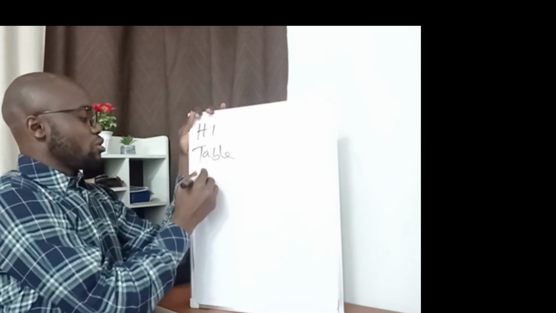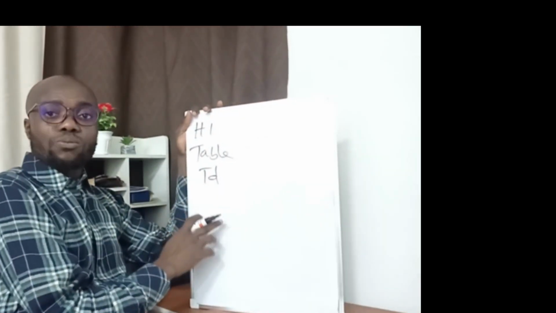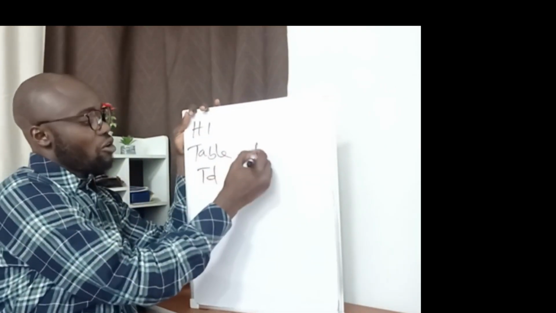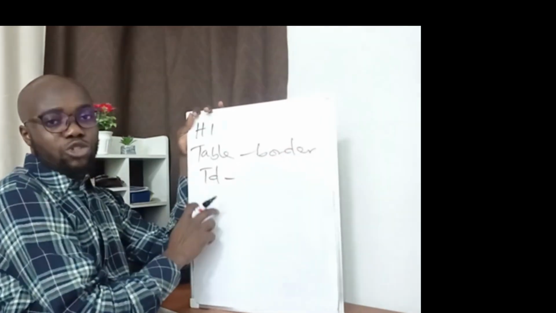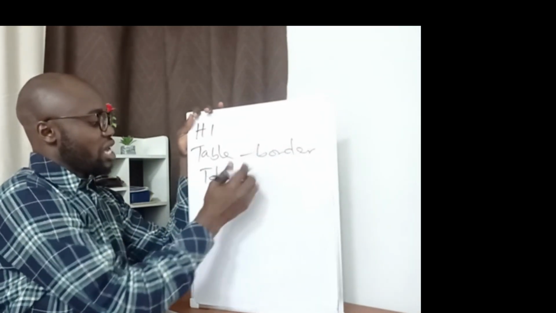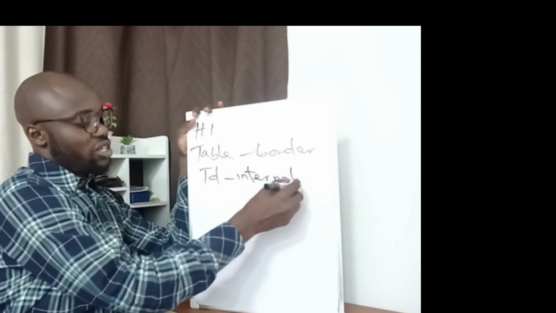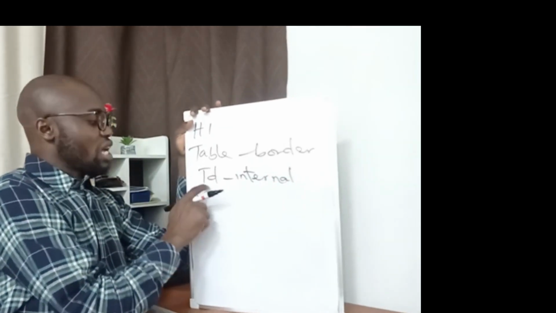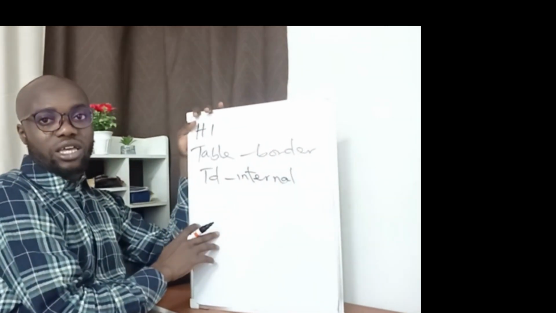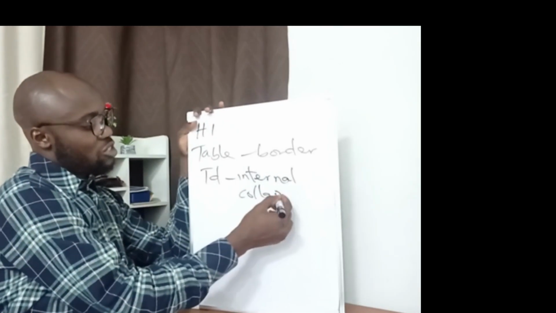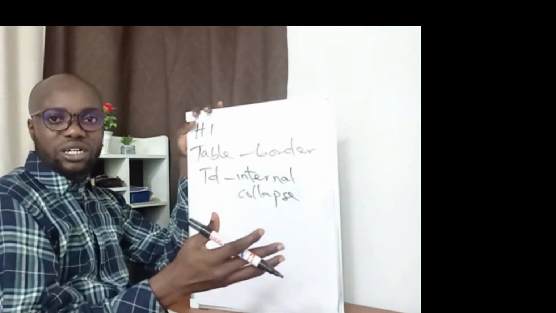Whenever you are given a table, don't forget that we do have TD. There are some properties that are going to be in the table, something like all the border. And there are some properties that are going to be in the TD, something like all the internal grid line. Whenever you see the question talking about internal grid line, that is going to be in the TD, all right? As well as the collapse. Either border collapse, it is separate, or it is collapse.